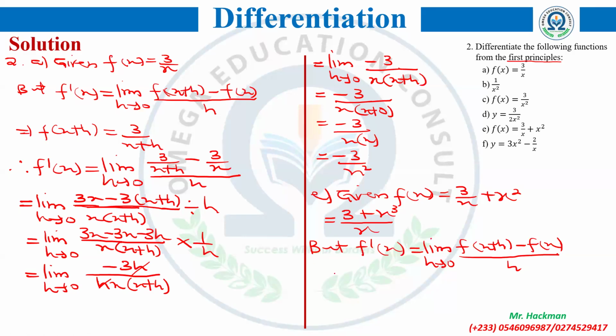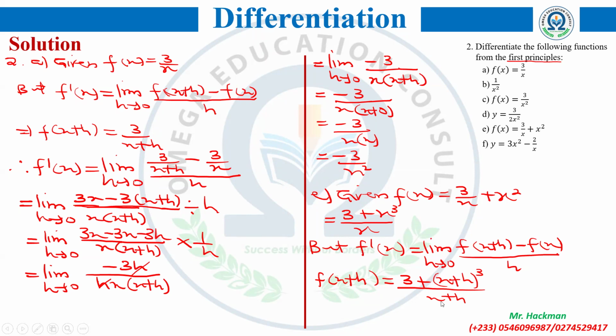In this case, I will write f of x plus h will be equal to wherever I see x in f of x, which is what I have here. I substitute x plus h there. So I will get 3 plus (x plus h) cubed, all over x plus h. Do you agree? My professors, are you with me? Okay, great. Now this is what we are supposed to do.